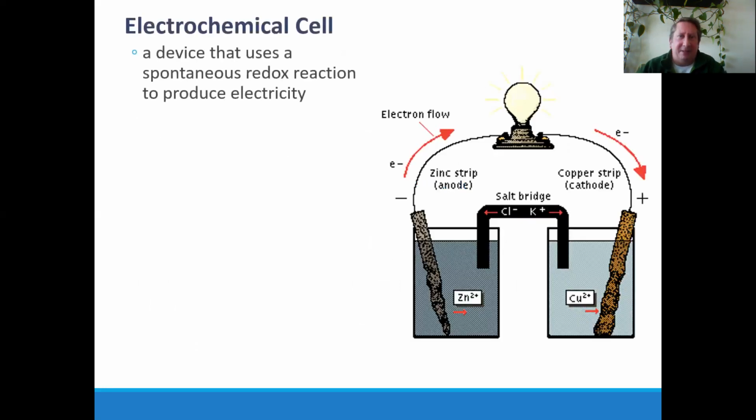So here is a picture of an electrochemical cell. Now, again, perhaps a more accurate term would be a voltaic cell. You're going to see that coming up in just a moment, or even a galvanic cell. Electrochemical cell is a very broad term. So it's a device that uses the spontaneous redox reaction, like the one we've just been talking about between copper ions and zinc metal, to produce electricity. So take a moment and pause the video and sketch the picture that you see here.